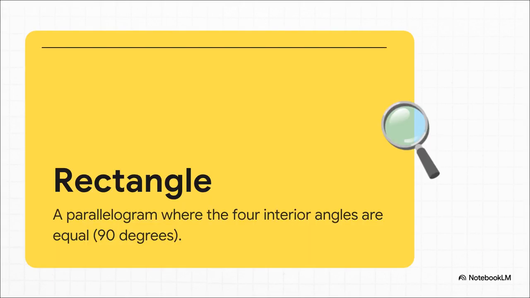So meet the rectangle. To get a rectangle, we take a parallelogram and we add one new rule. All four of the inside angles have to be perfect 90-degree right angles. And what's cool is, because of those parallel sides it started with, if you force just one angle to be 90 degrees, all the others have to follow.